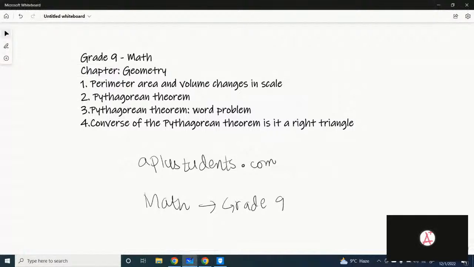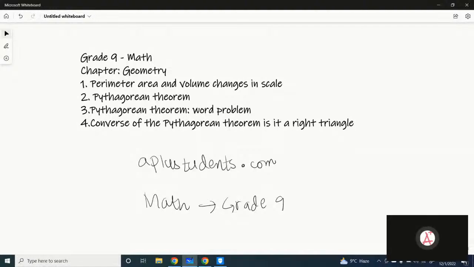Here is the list of the lessons we are going to cover today. They are perimeter, area and volume changes in scale, Pythagorean theorem word problem, then converse of the Pythagorean theorem, is it a right angle? This is the list of the topics we are going to cover today. So let's start with the first lesson, that is perimeter, area and volume changes in scale.